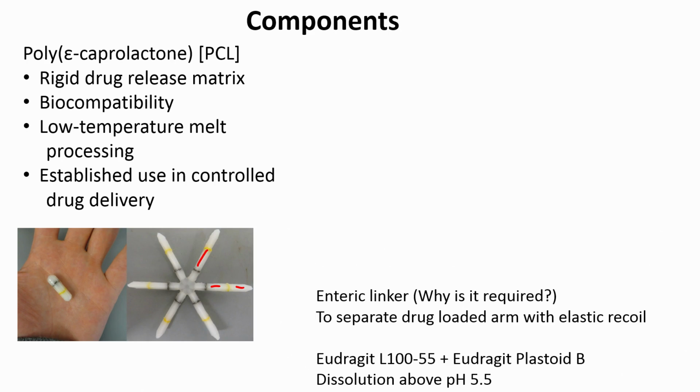Then they have put an enteric linker, and why is it required? This is to separate the drug-loaded arm from the elastic recoil. So, this is the elastic recoil, and then they have put an enteric linker, so that it separates out the drug from the recoil.